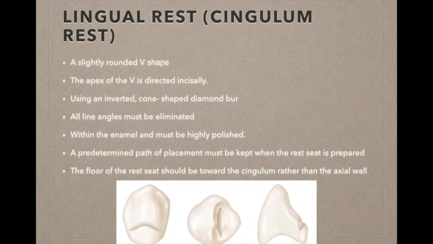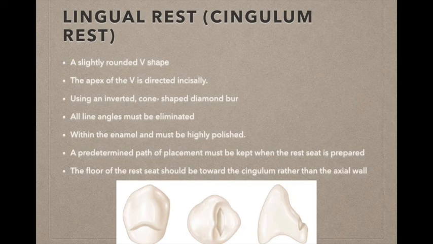When we move to the anterior teeth, then you might need to use the lingual rest, or what we call the cingulum rest. This cingulum rest shape is a slightly rounded V shape when you look at it from the occlusal surface, and the apex of the V is directed incisally. When you prep the cingulum rest, you should use an inverted cone shape diamond bur, as you practiced in the simulation lab.